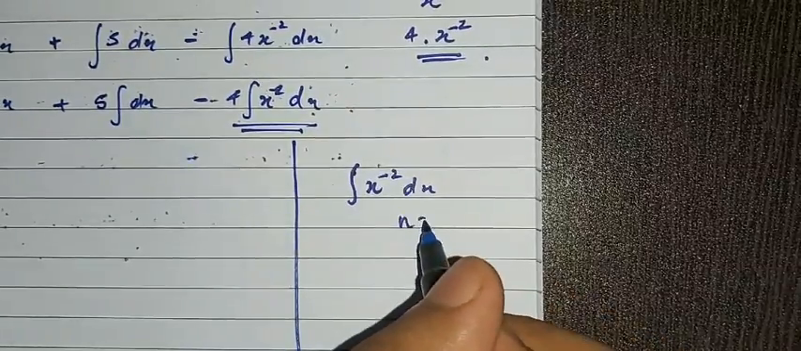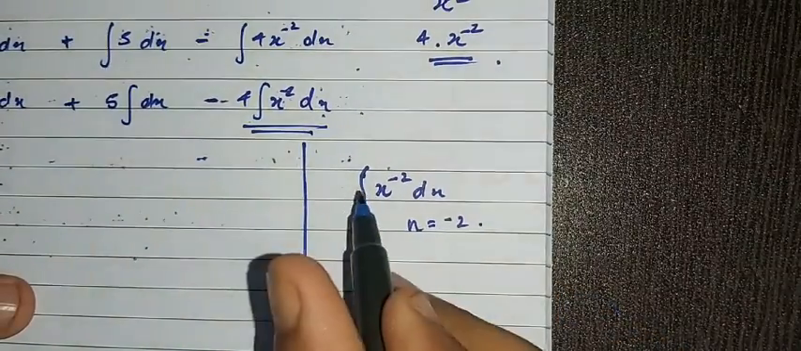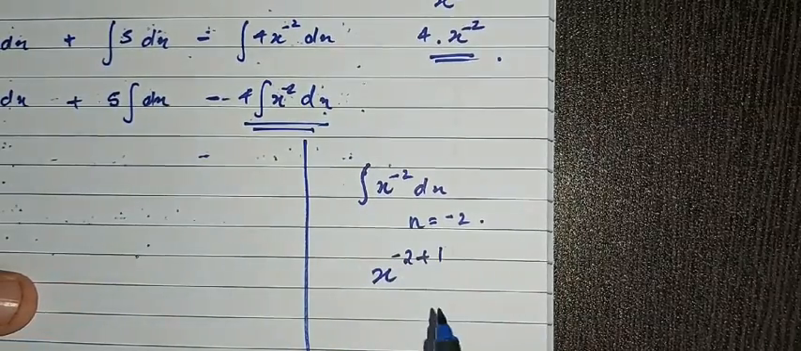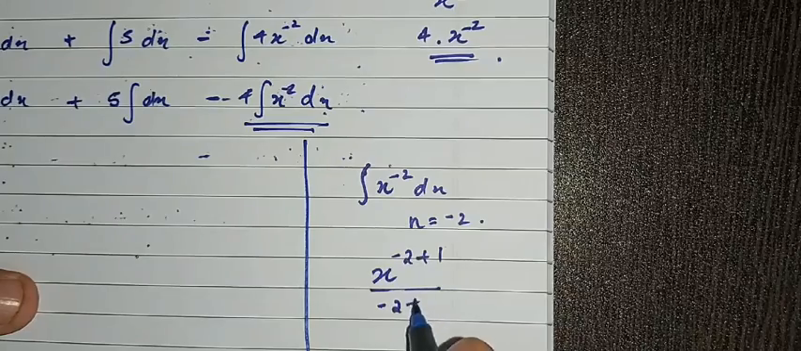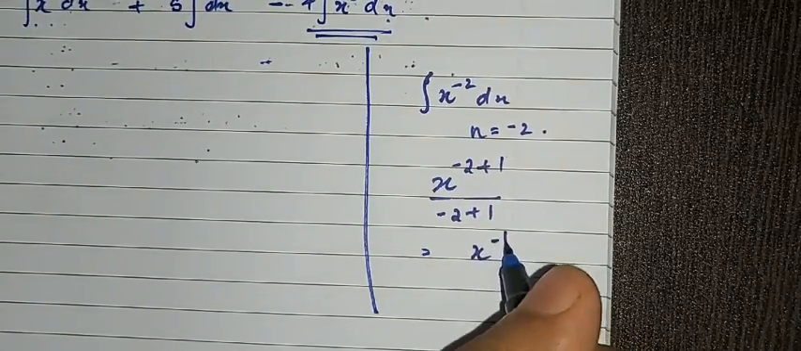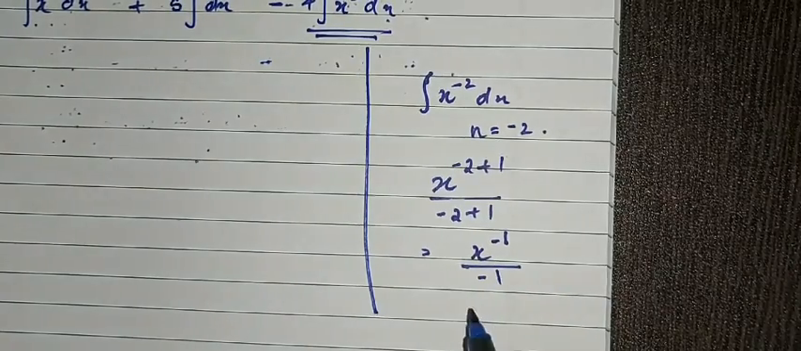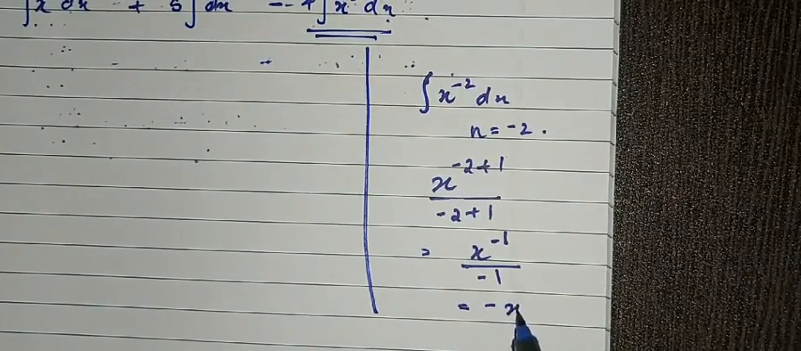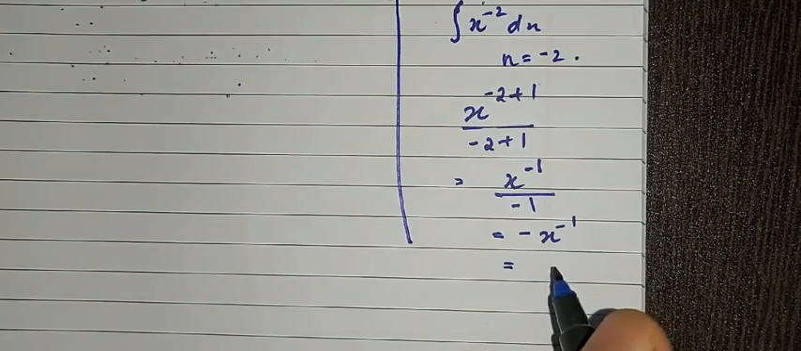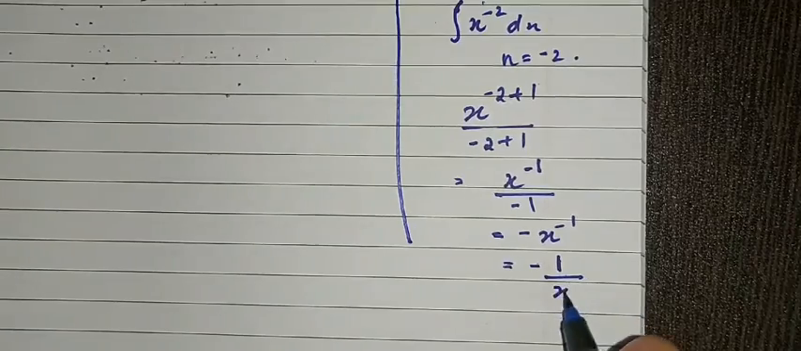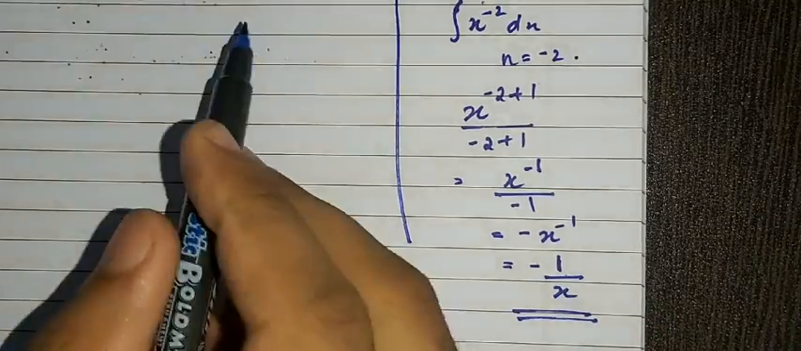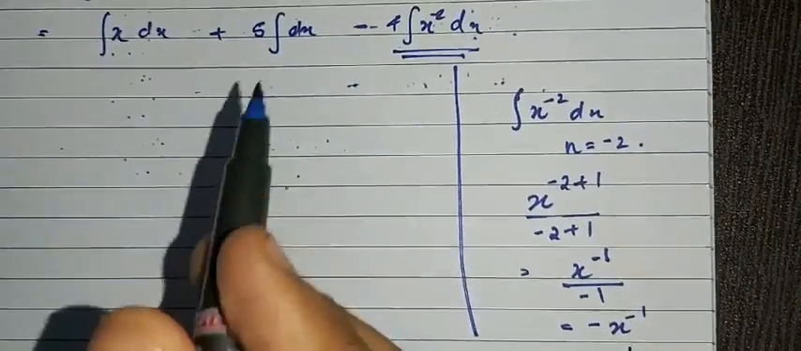So here n is equal to minus 2. So while integrating, we can write it as x raised to minus 2 plus 1 by minus 2 plus 1. It will become x raised to minus 1 by minus 1, so minus x raised to minus 1. What is x raised to minus 1, guys? x raised to minus 1 is 1 by x. So this will be the final answer, minus 1 by x. Let us put it back into the answer.